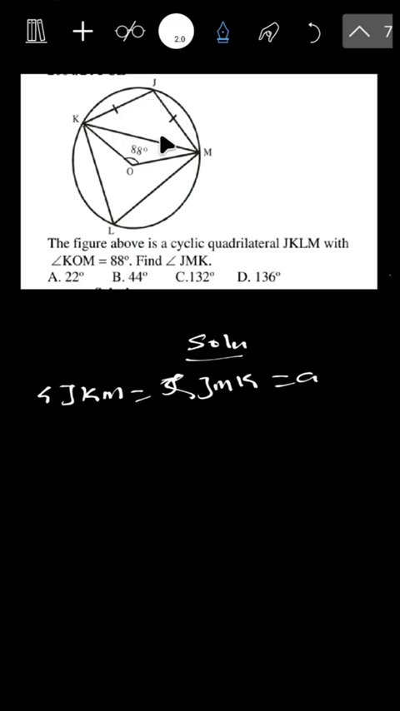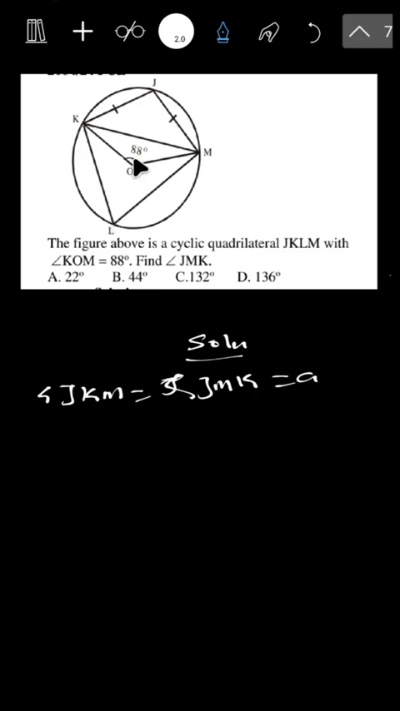If you consider this triangle, how do we get the value of J? In the question we are only given the angle KOM, which is 88 degrees. With this we can get the angle J. To get the angle J, remember this theorem in circle geometry: the angle at the center is equal to twice the angle at the circumference. So the angle at the circumference is half of the angle at the center. The 88 here is the angle at the center to this circumference.